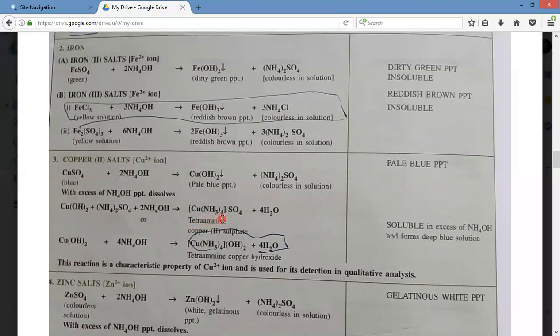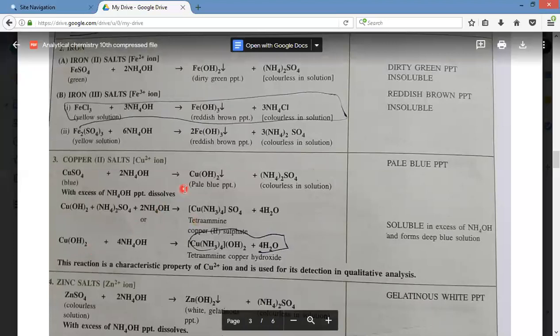Check how to name it. Amine, NH3 is 4, it means tetraamine. Copper valency is 2, so copper 2 sulfate. Now the name is tetraamine copper 2 sulfate, with 4 molecules of water. If we are taking the whole solution, then tetraamine copper sulfate is forming.